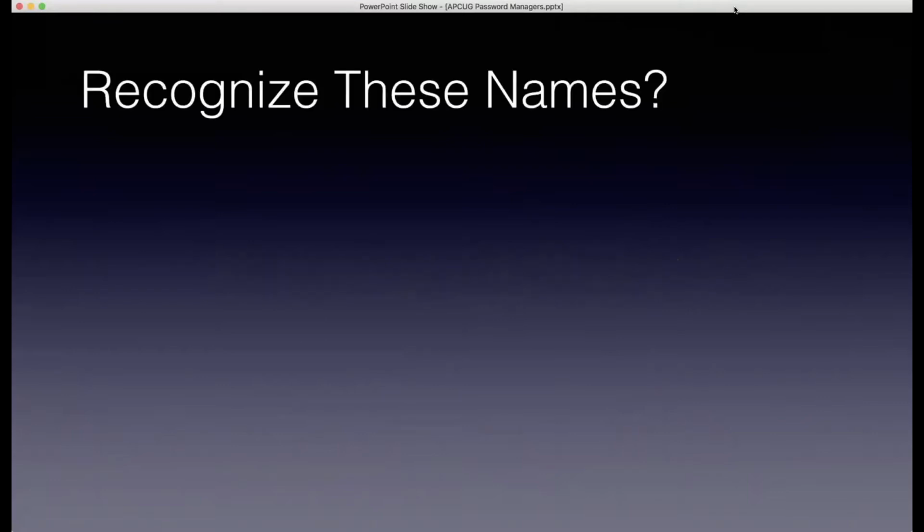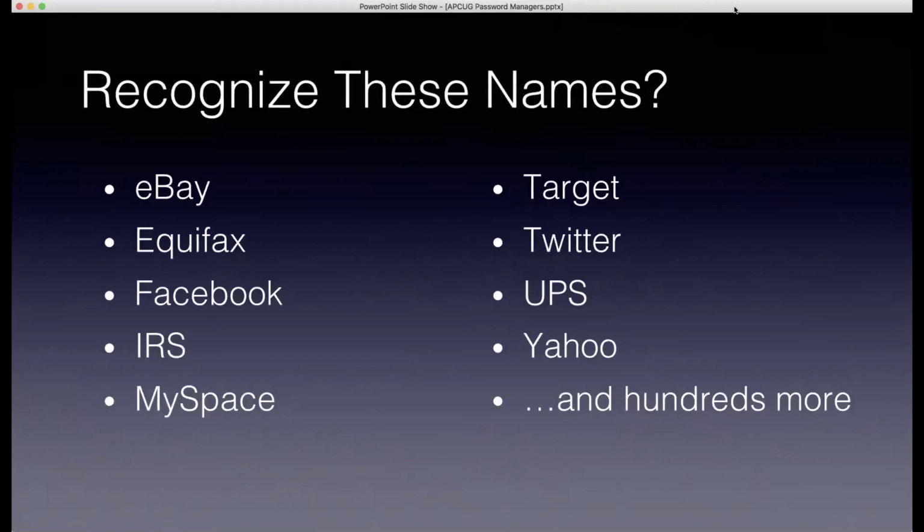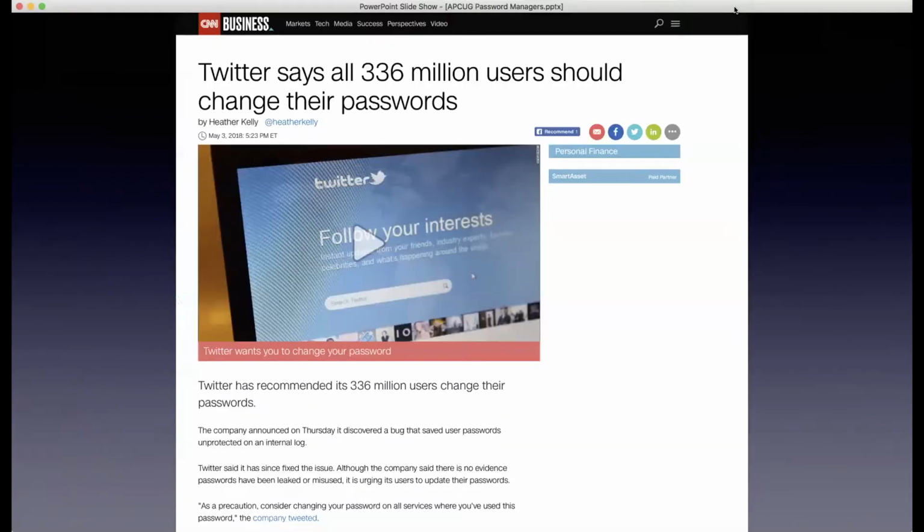Now, I just did a search yesterday to see some of the many companies who have suffered data breaches in the last few years. I'm sure that some of these names will be familiar to you. Well, there are hundreds more. This happens so often that it's almost not news anymore. You'll see an article like this. Oh yeah, Twitter had some data breach. Oops, 336 million people should really change their passwords. Now this was back in May, but this sort of thing happens all the time.